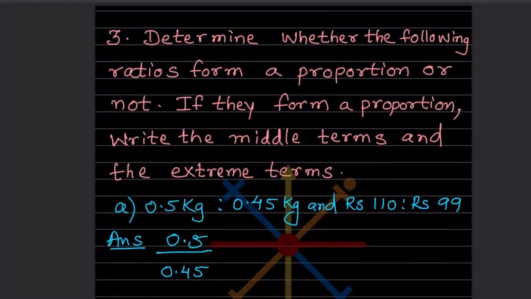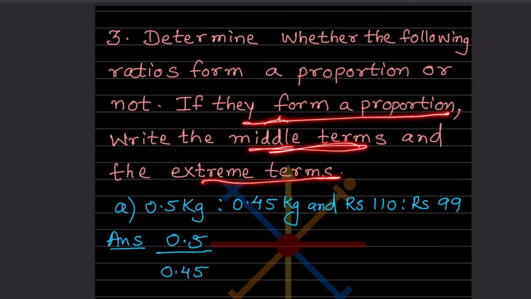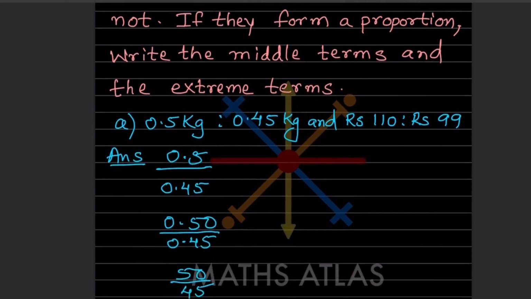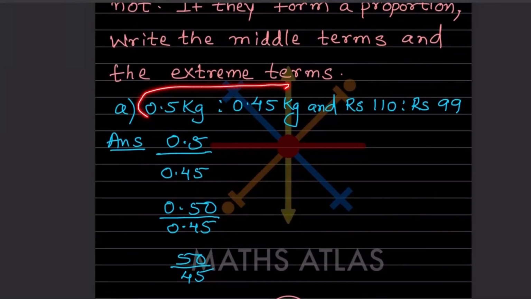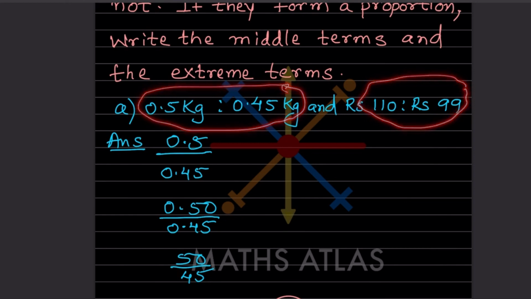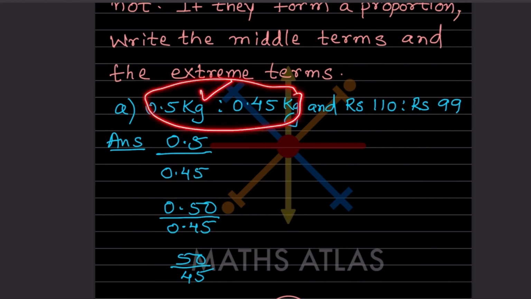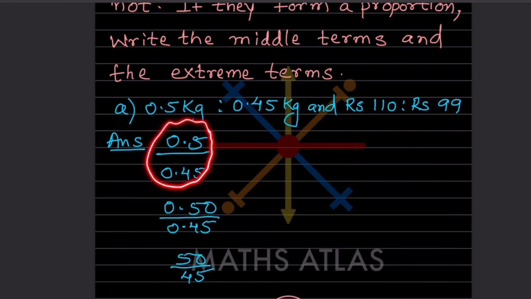So now what did they say in the next question? It says to determine whether the following ratios form a proportion or not. And then they said if they form a proportion, write the middle terms and the extreme terms. Now you know which are the middle terms and which are the extreme terms. Now first look at here. These are the two given and these two are given. So what will you do? First thing we will think about this one. Because now see here, when you are thinking about this, the units are given. So here also is kilogram, here also is kilogram. So here can you see I didn't write kilogram.